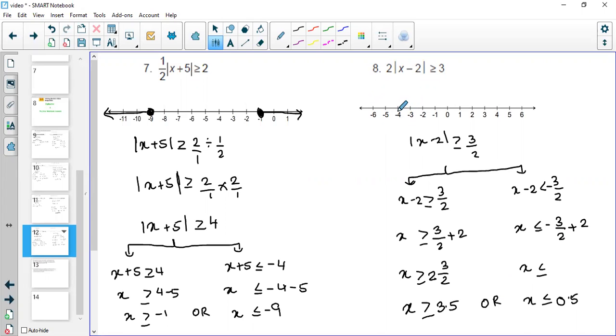So x is greater than 3.5, so it's somewhere here in between, and then shaded. This is going to be x is less than 0.5, so it's going to be somewhere here. X is less, so it will go all the way here. So this is how you need to graph it. Do take care when you're solving these fractions.